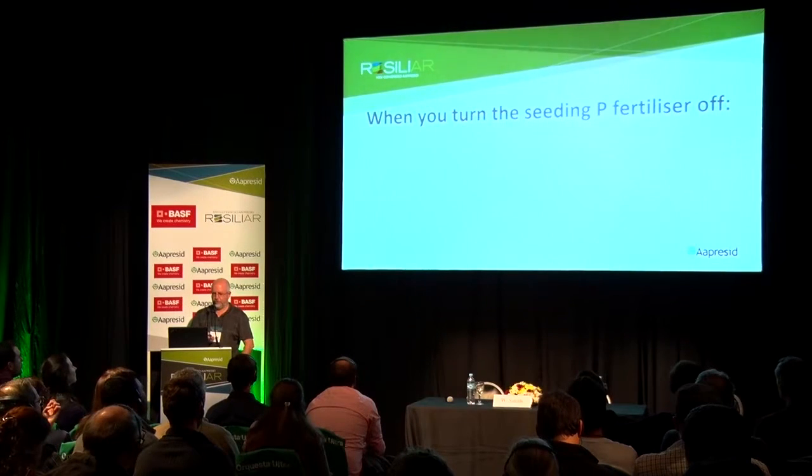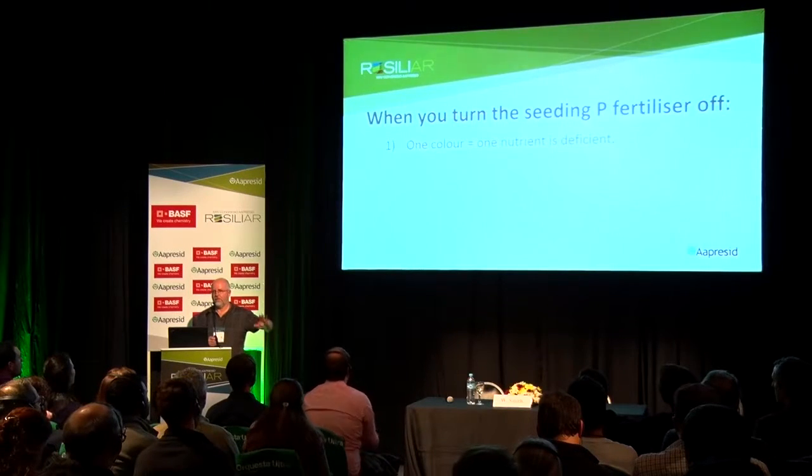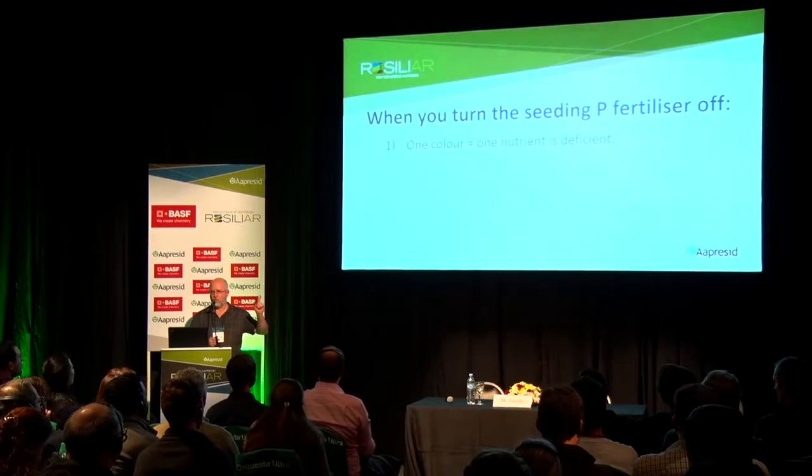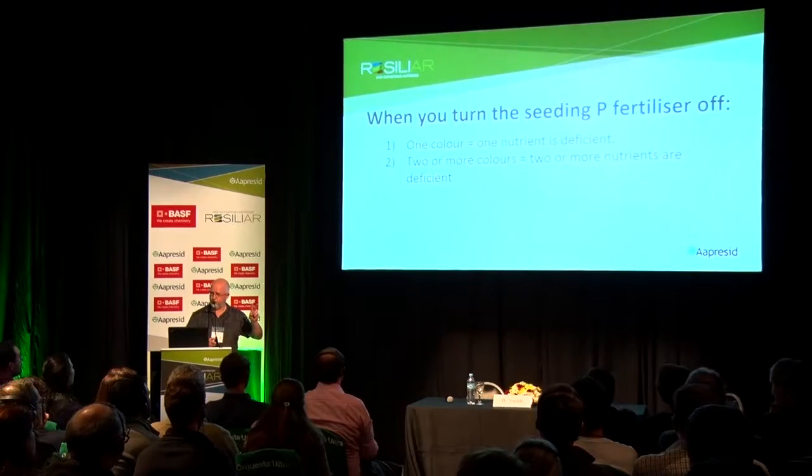So when you turn your phosphate fertiliser off at seeding time, where there's no fertiliser, if it's one colour, it means there's one nutrient thing wrong. If, where you've turned the fertiliser off, it's multicoloured, it means there are two or more nutrients wrong. Very simple thing.